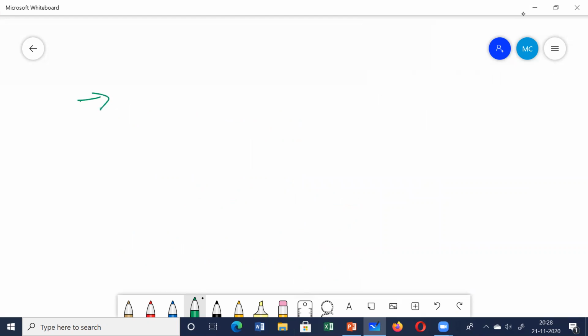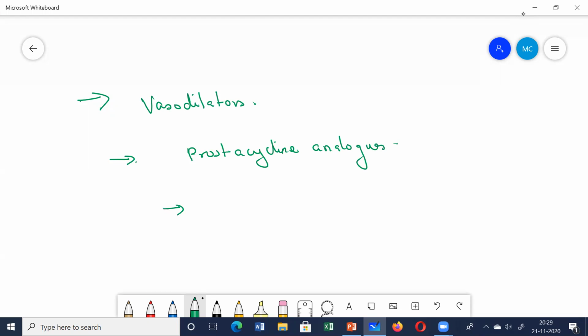The next therapy, we are gradually coming to the drugs. I'll just write down the names of the drugs. First is the vasodilators. Then you have got your prostacyclin analogs, then sildenafil, then bosentan. So let us look at the vasodilators.